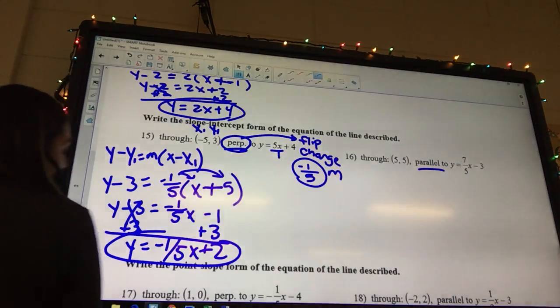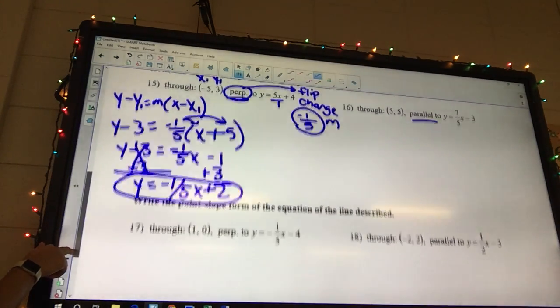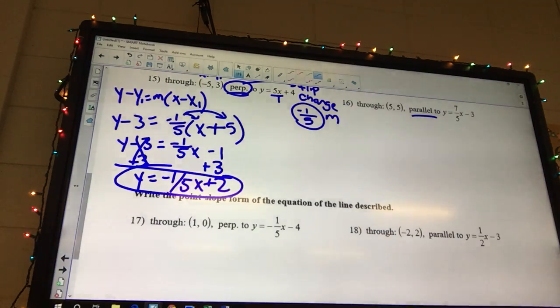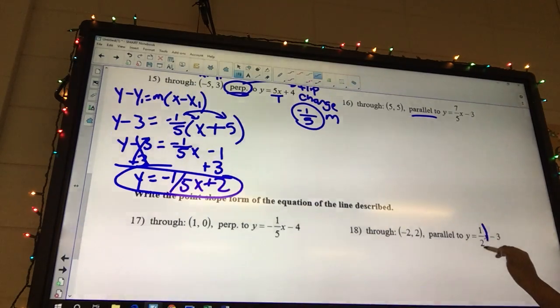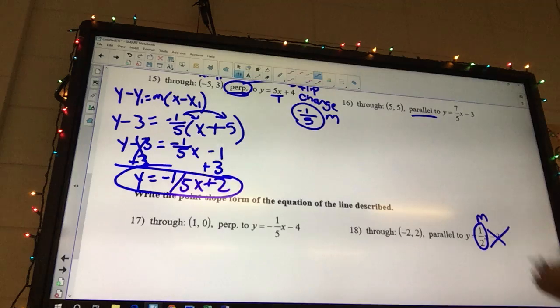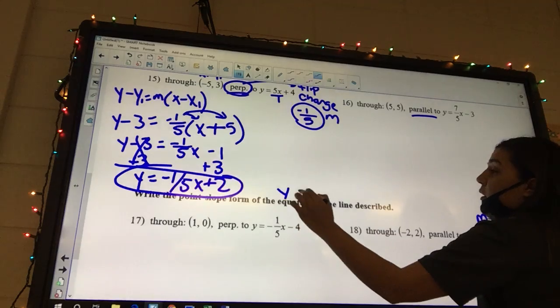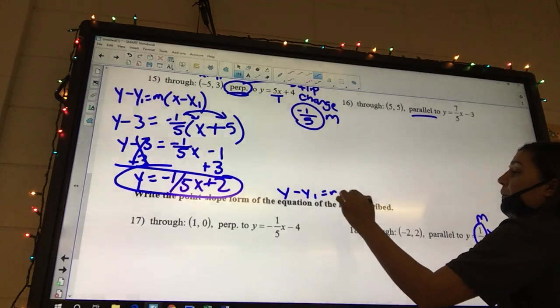Okay, look at 18. We're going to do 18 because it says parallel instead. What do we do with parallel slopes? They stay the same. Yeah, we keep them the same. So this is going to be our m. Okay, we do not do anything with that 3. So maybe cross it off or something, but we don't do anything with the other part. Okay? And so our directions say write the point slope form. Okay, so this is what our answer should look like.